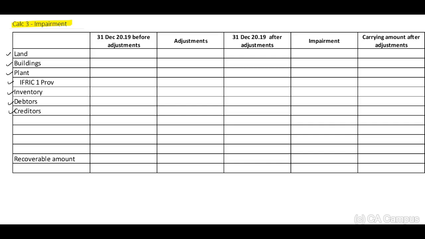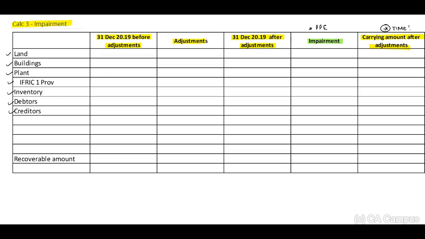Then I have this 31 December 2019 before adjustments. I have my adjustments column, I have my after adjustments, and I have my impairment and my carrying amount after adjustments. Now guys, this carrying amount, I sometimes don't always complete. This is just for my own sanity, okay? Because if I'm able to transfer my impairment to my PPE note, the carrying amount in my PPE note should be correct. Therefore, from a timing point of view, just ensure why you do this though, okay?